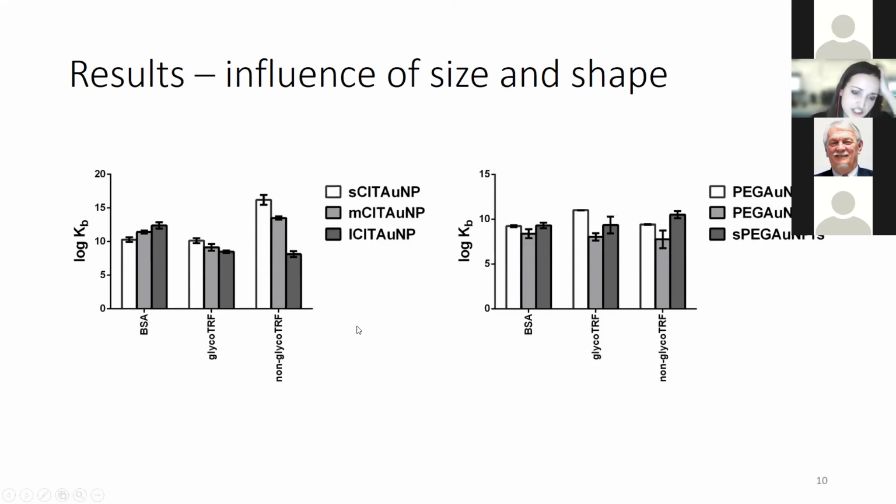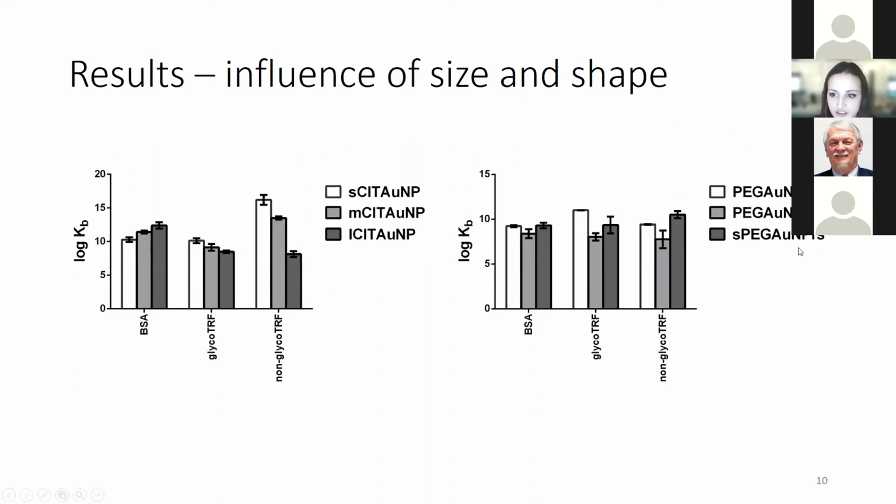As you can see here, the binding constant between proteins and nanoparticles depended on the type of protein, because with BSA, the binding constants were increasing with the size of nanoparticles. These are citrate small, medium, and large. Whereas with transferrin, we had the opposite trend. With an increase of size, the binding was decreasing.